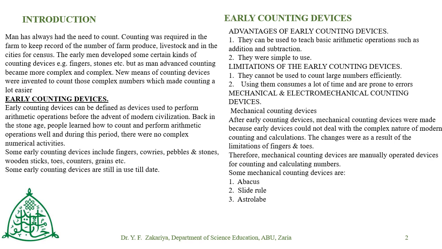Mechanical and electromechanical counting devices. Mechanical counting devices. After early counting devices, mechanical counting devices were used because early counting devices could not deal with the complex nature of modern counting and calculations. The changes were a result of the limitations of fingers and toes. Mechanical counting devices are manually operated. Some examples are the abacus and the slide rule.